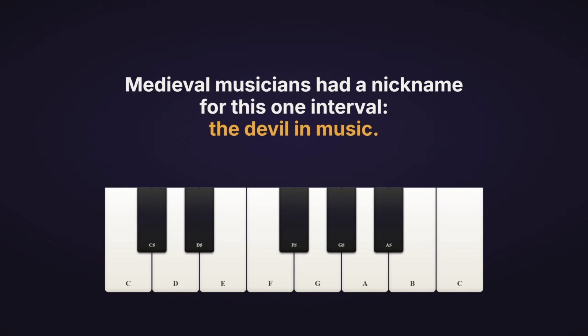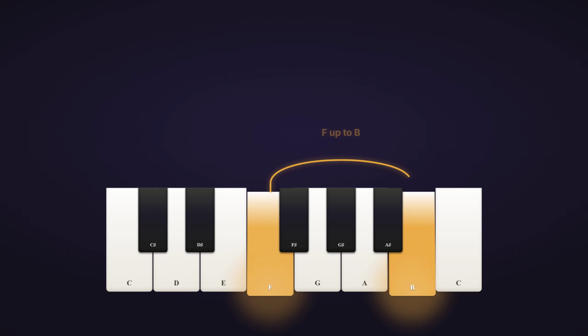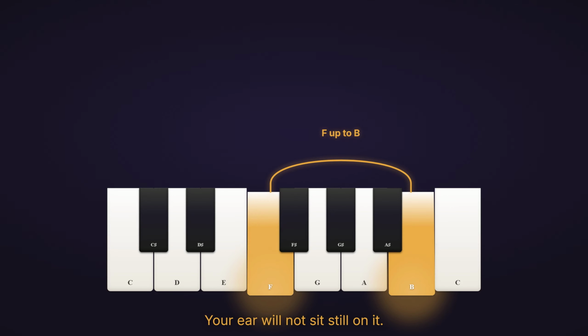Here is the one interval that medieval church musicians were genuinely afraid of. They had a nickname for it, the devil in music. Play F up to B and listen to what happens. Your ear will not sit still on it. It leans, it pulls, it begs to move somewhere else, anything to escape that sound.